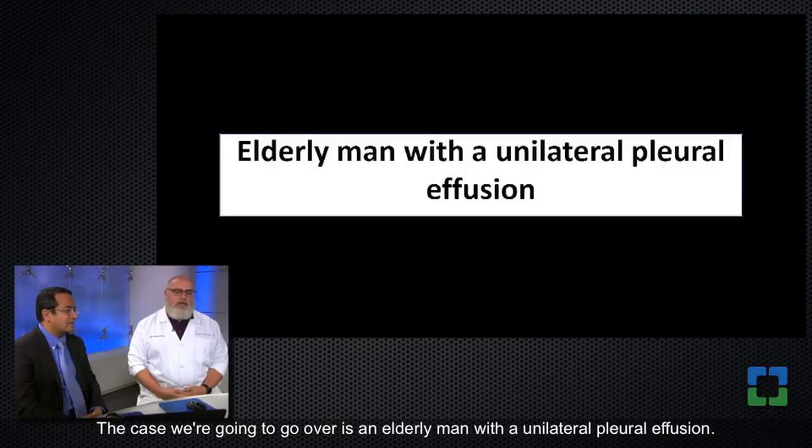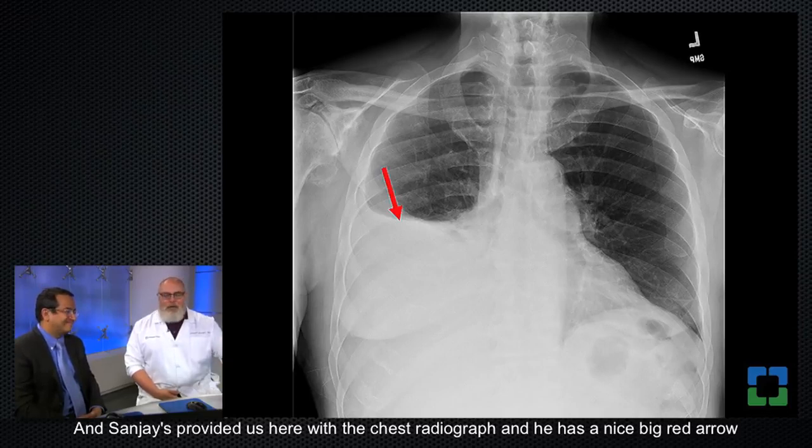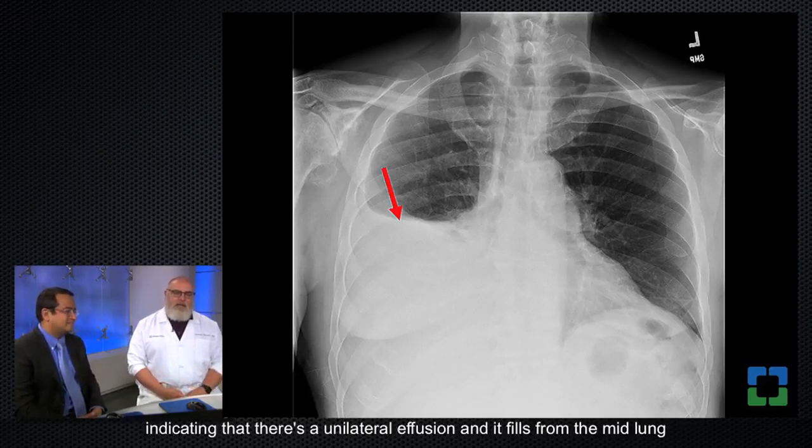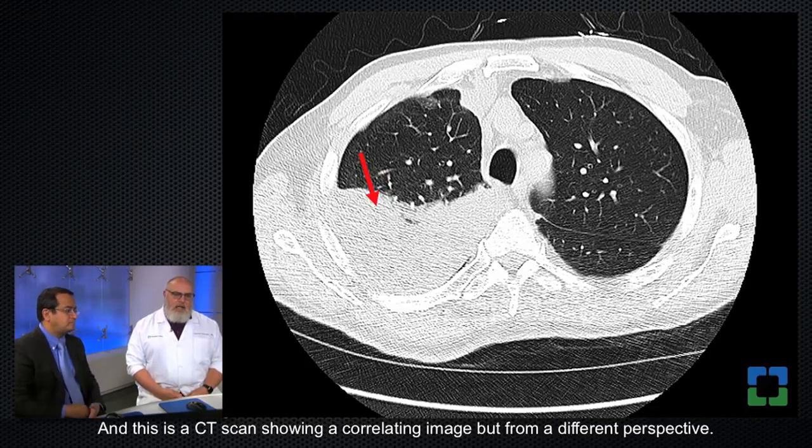Sanjay, thanks for having me. The case we're going to go over is an elderly man with a unilateral pleural effusion. And Sanjay's provided us here with a chest radiograph, and he has a nice big red arrow indicating that there's a unilateral effusion, and it fills, from the mid-lung field all the way to the base on the right side. And this is a CT scan showing a correlating image, but from a different perspective.